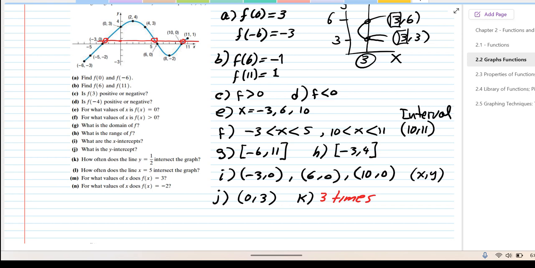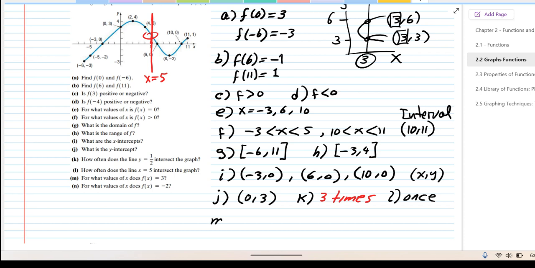How often does the line x equals 5 intersect the graph? Okay, x equals 5 would be a line at 5. Remember, x equals a constant is a vertical line at that constant. It crosses once. So the answer to part L is going to be once, one time.